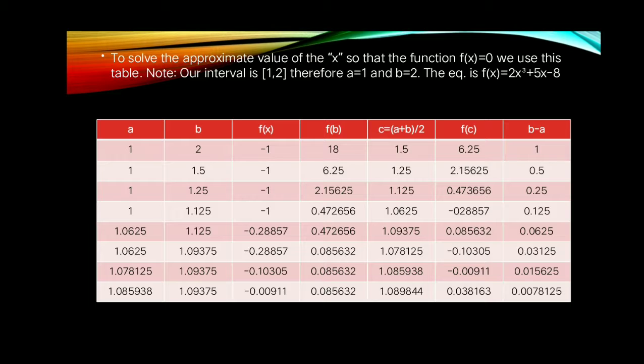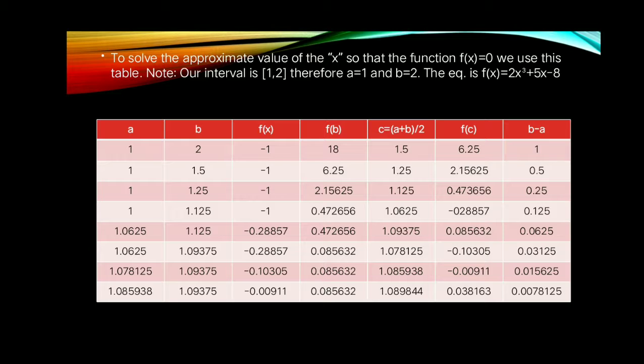The equation is f(x) equals 2x cubed plus 5x minus 8. So a is 1, b is 2, f(a) is negative 1, f(b) is 18, c equals (a plus b) divided by 2, which is 1.5. So f(c) is 6.25. If the value of f(c) is positive, change the value of b in the next row with c. And if the value of f(c) is negative, change the value of a in the next row with c.